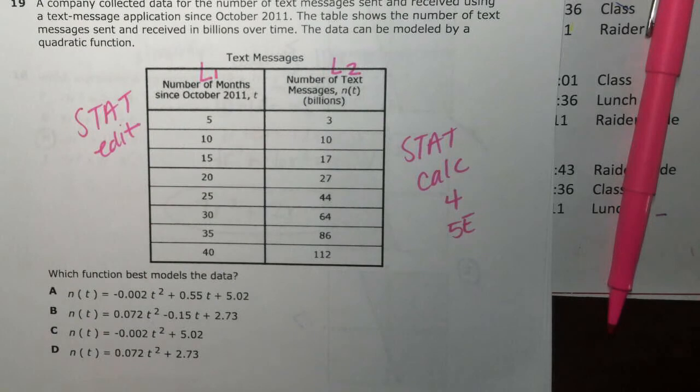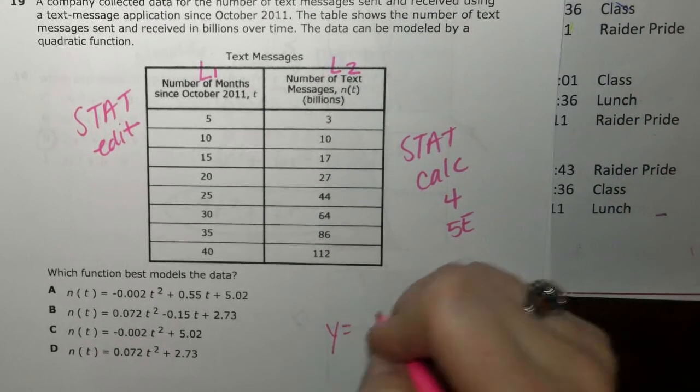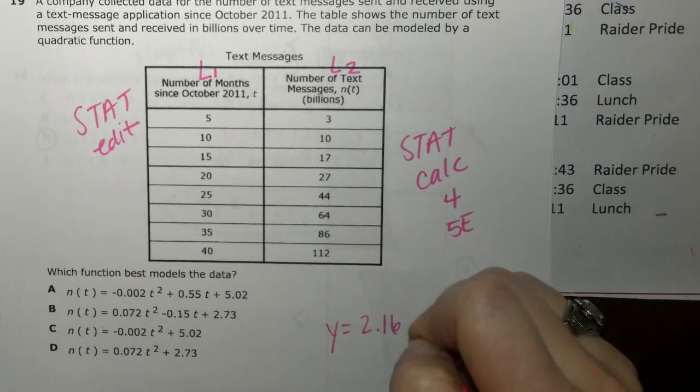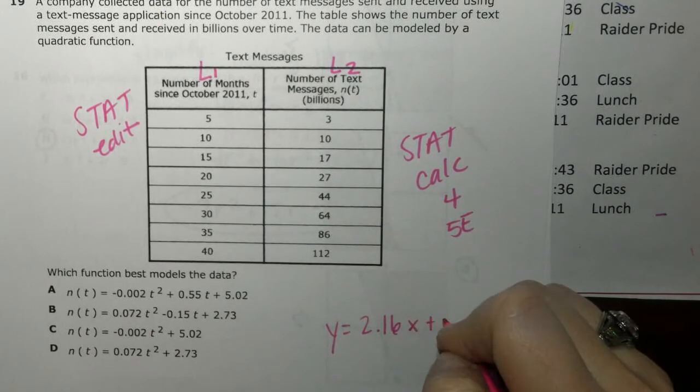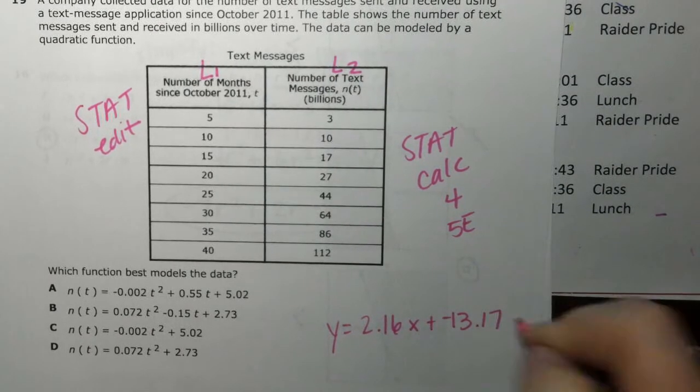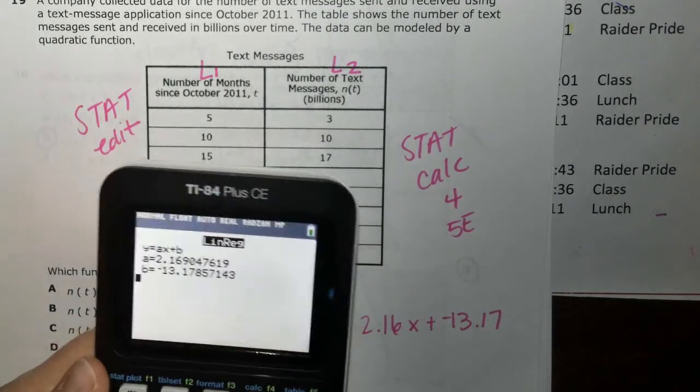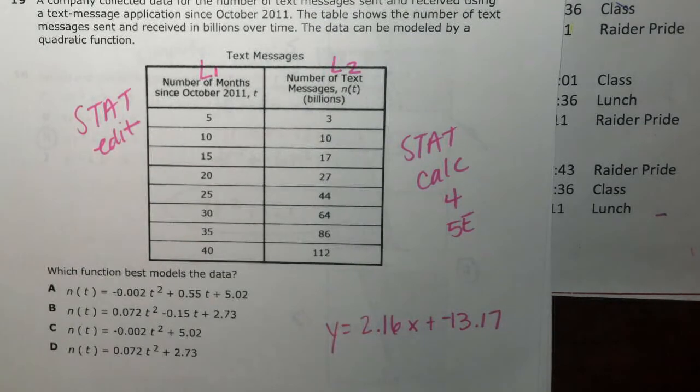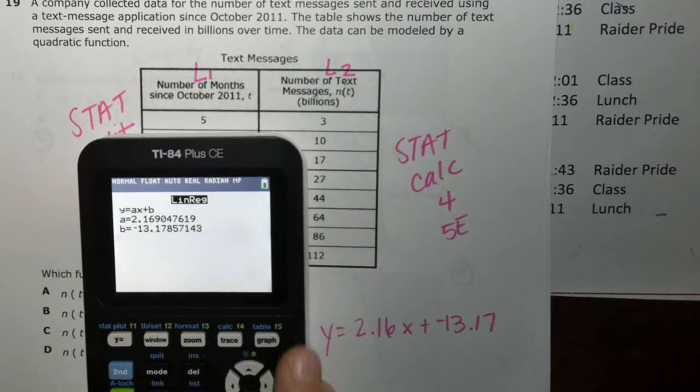Okay, so it tells me that my regular function would be 2.16x plus a negative 13.17, and so on. Okay, you get these. So let's see what this says. This is in squared terms. So let's look at the graph.